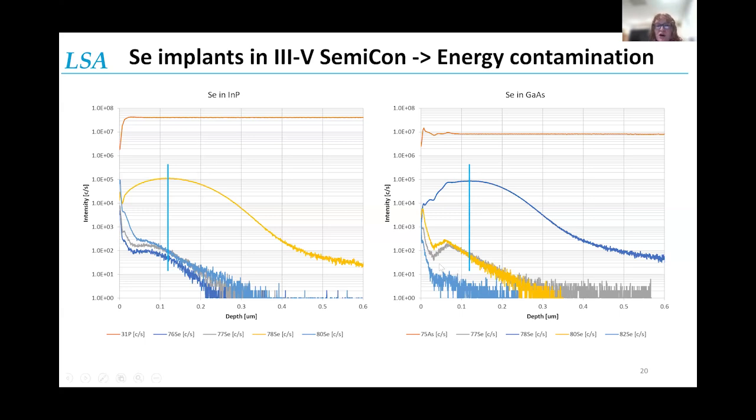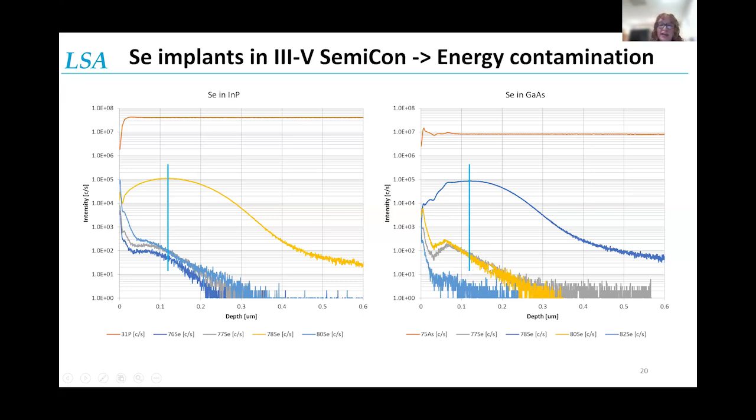But unlike mass contamination, which does affect our measurements, energy contamination doesn't. So this is not part of the dose that went into this 1E15 dose of selenium. We do not need to take these into account when we do the measurement because they are not part of the implant. They are side effects from the ion implantation.